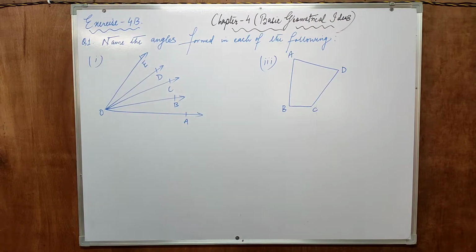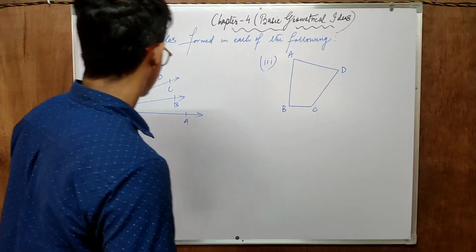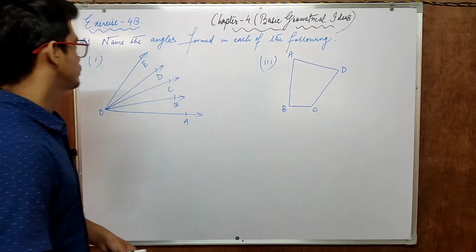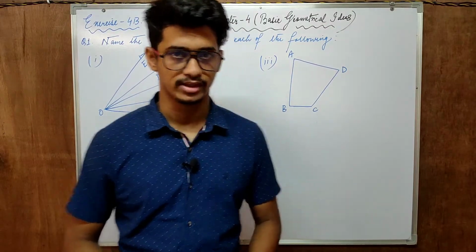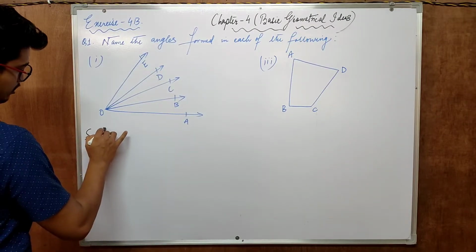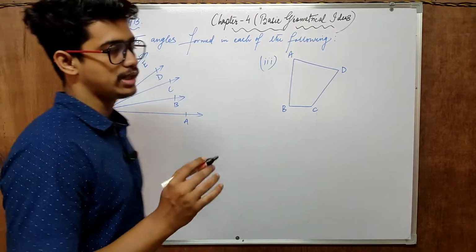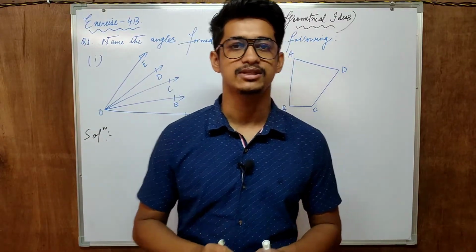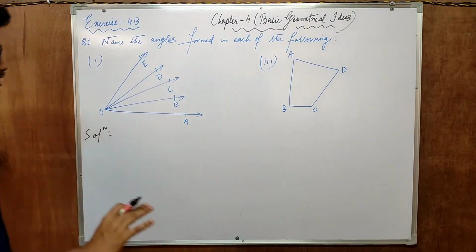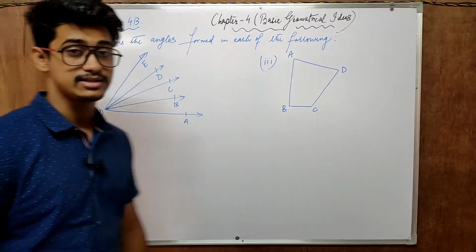Name the angles formed in each of the following. So this is the figure which is given to us. Here we have to find out how many angles are actually forming, right? So how can we do it? So first of all, the solution, and then what is the definition? Two rays have some common point, and the region or the gap which is being created is called an angle.